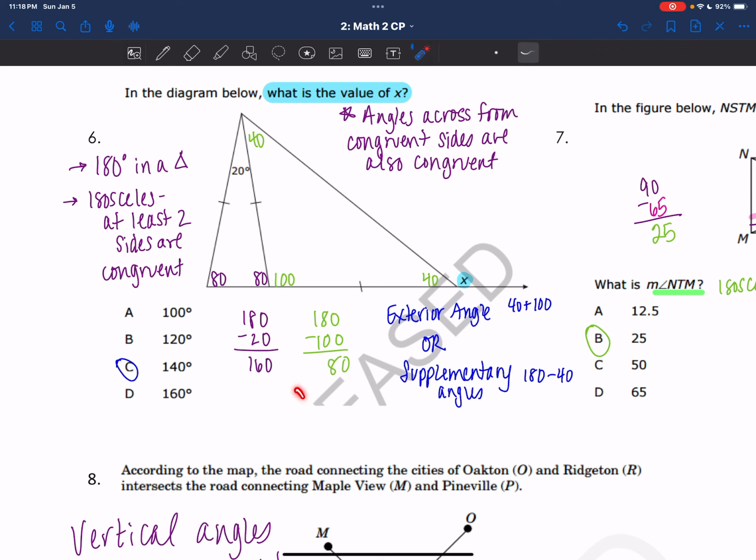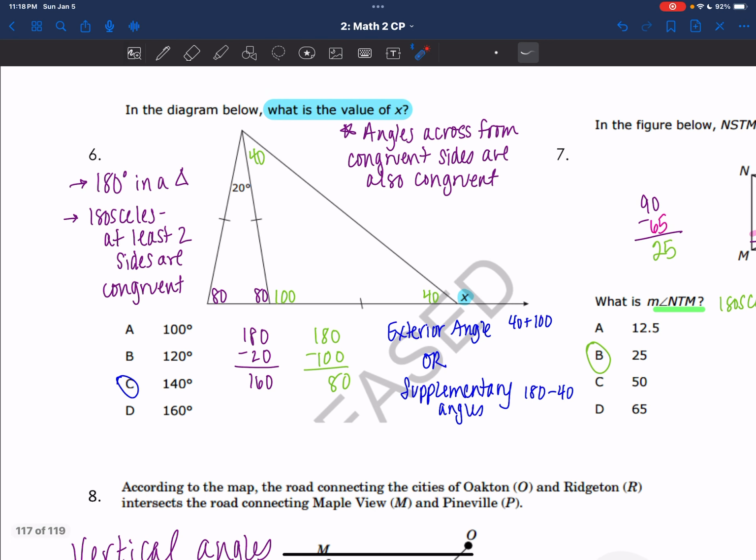All right, so now we're going to take this 80 and divide it by 2. That gives us 40, and that's where we got this. And we know that we can divide it by 2 because this side is congruent to that. So if this is 40, then that goes with 40.